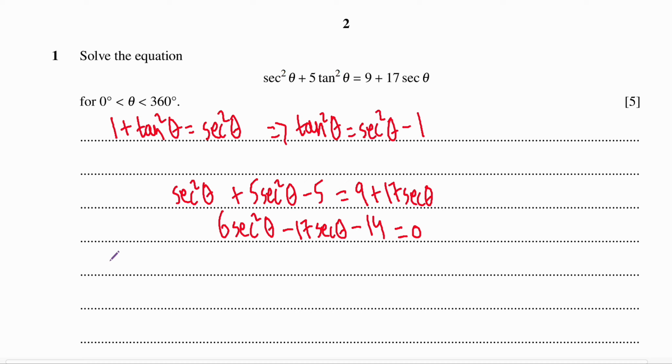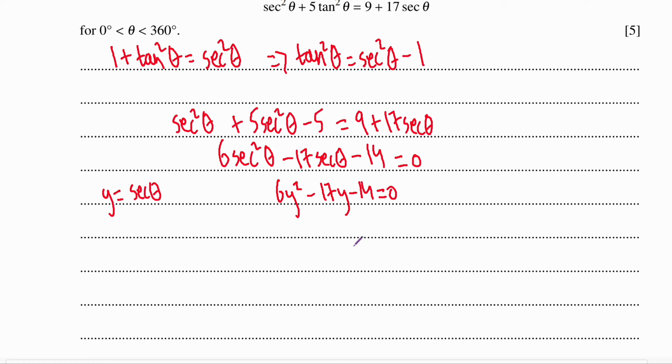Well, let's use y. If you let y equals secant theta, then this becomes easy to solve. This becomes 6y squared minus 17y minus 14 is equal to 0. So this is very easy to solve. This is just a quadratic equation, right? So how would you solve this?